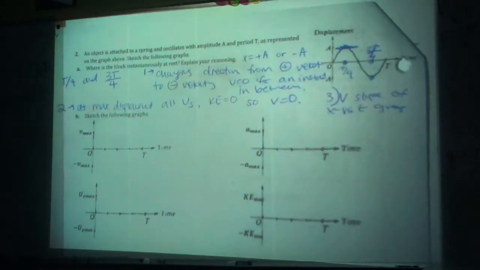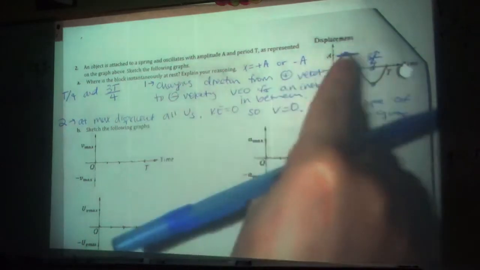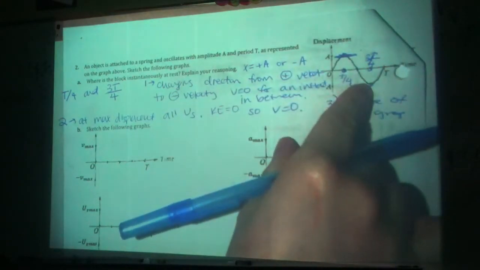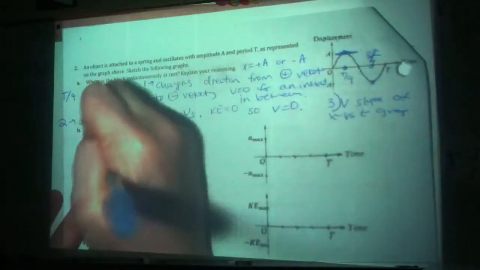All right, sketching the following graph. For the graphs, I start with where it is 0. So we just said that velocity would be 0 at these 2 points. That would be t over 4 and 3/4 t, so that would be 0 here and here.